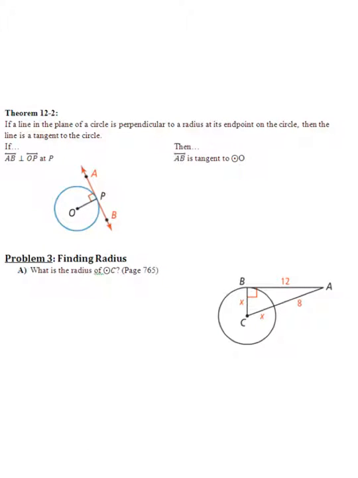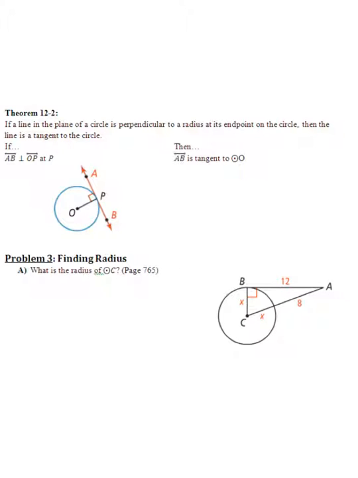Our next theorem: if a line in a plane of a circle is perpendicular to a radius at its endpoint on the circle, then the line is tangent. So if we know that the line is perpendicular, then we know it's tangent. It's kind of the corollary to the one before. It's the opposite. We went from one to the other, now we're going from the other back to the first one.